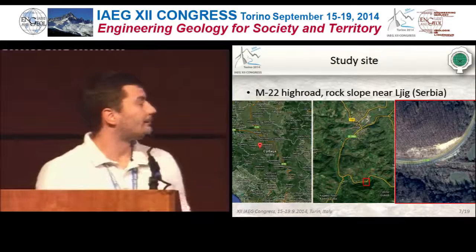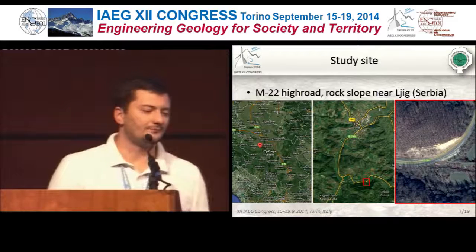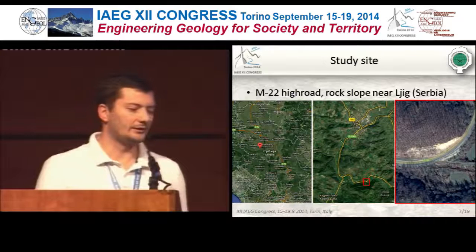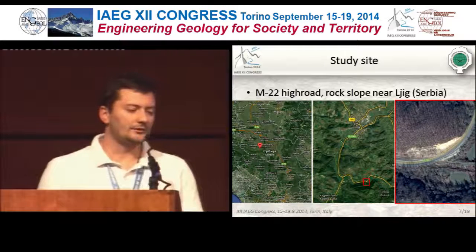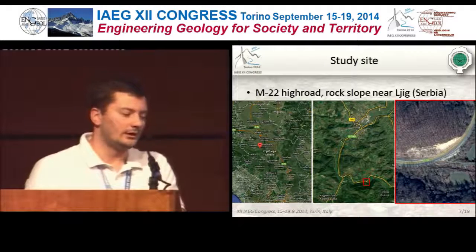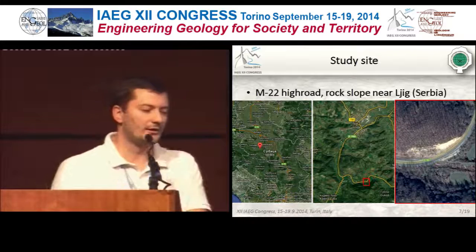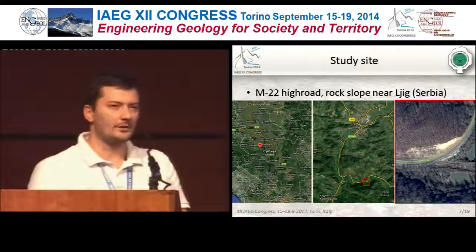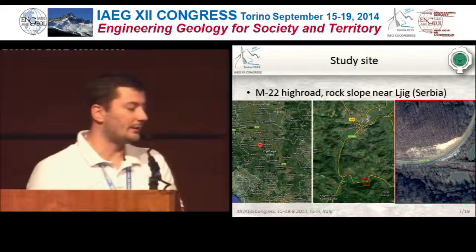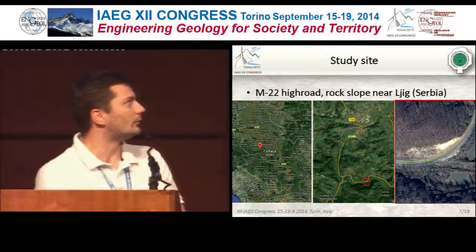So the case study is located in Serbia, as you can see, relatively close to the capital of Belgrade, near the town of Ljig, on a high road named M22. It has relatively heavy traffic there, and it is one of the most dangerous road paths in Serbia. Some parts are very dangerous, and one example is this curve here, and this is our case study. The slope here is our case study.